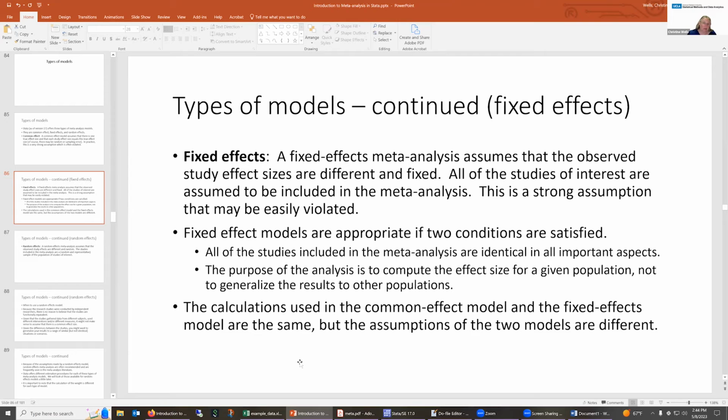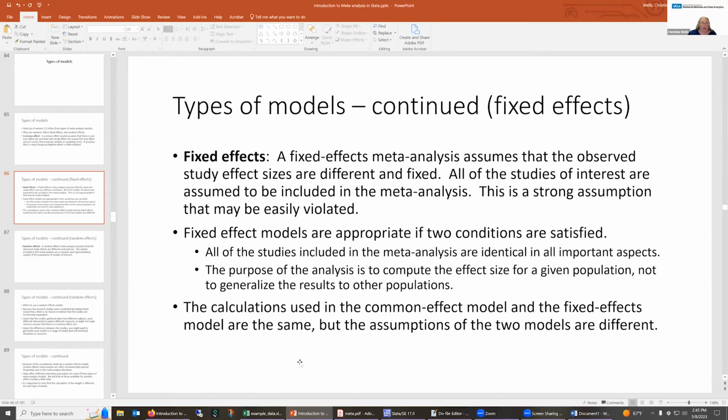I tend to work in the social sciences, and I have to say that's an assumption that I've never seen met in the social sciences. Maybe more plausible in some of the medical fields, but even then, I'm not sure about that part. The purpose of the meta-analysis is to compute the effect size for a given population, but not to generalize the results to other populations. This goes back to that very strong assumption that all of the studies that are supposed to be included in your meta have been included in your meta.